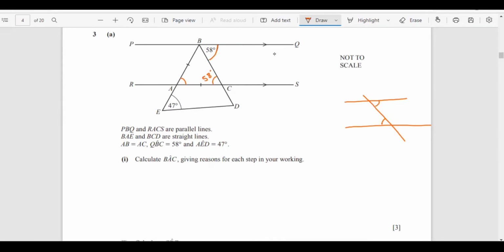In order to solve this question, we need to find this angle as well. Only then I would be able to find this angle. But we know that these two sides are equal. This is an isosceles triangle. So if this angle is 58 degrees, this would also be 58 degrees. Okay, and now this is a triangle. We know two angles. We can easily find the third one.